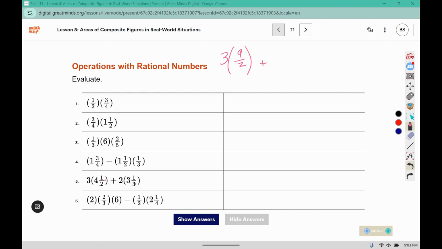And this one, 3 times 3 is 9, plus the numerator makes 10 over 3, and that fraction is multiplied by 2. So I have 3 times 9 is 27 over 2. 2 times 10 is 20 over 3. Now these are both not matching denominators, so the way we can change them into common denominators is multiplying this fraction by 3 and this fraction by 2.